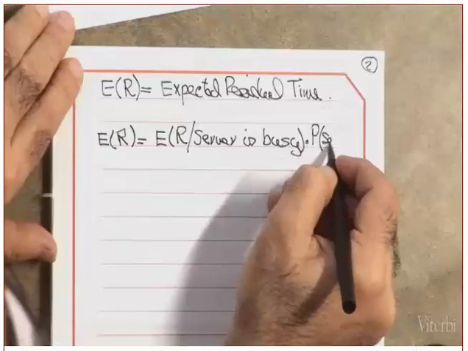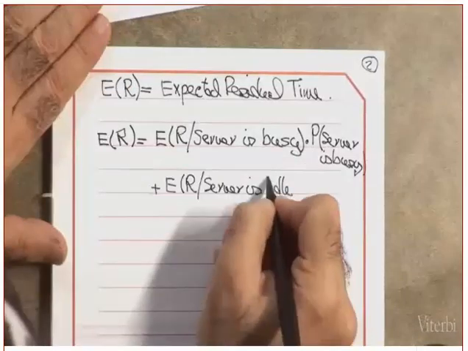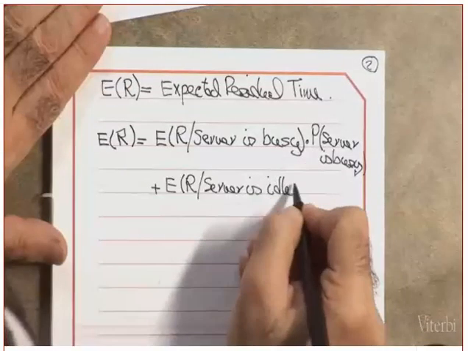Did you get this? If the server is idle, then the incoming packet gets service right away. Clear? So this one is equal to 0. Now, the E of R given the server is busy, the derivation of this one takes about an hour.